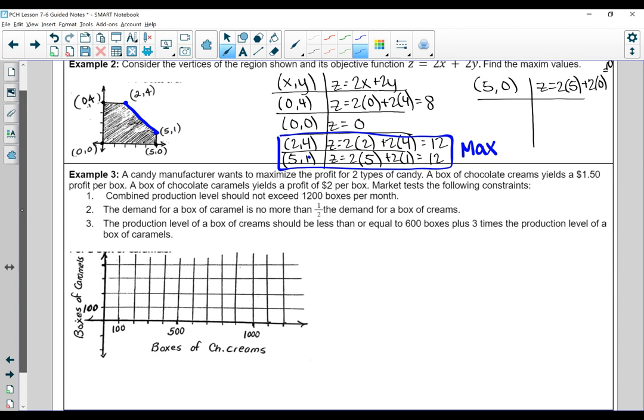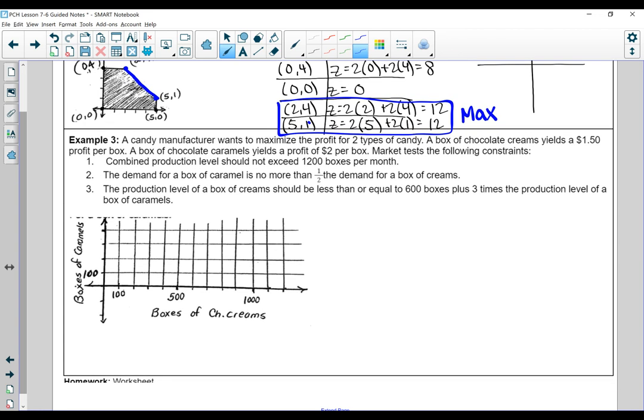Okay. So here in this last example, we have more of a real world problem where we have a candy manufacturer who wants to maximize profit for two different types of candy. A box of chocolate creams yields $1.50 profit per box, and a box of chocolate caramels yields a profit of $2 per box. So that's our optimization right there. What are we trying to optimize? We're trying to maximize our profit. Well, what is our profit?